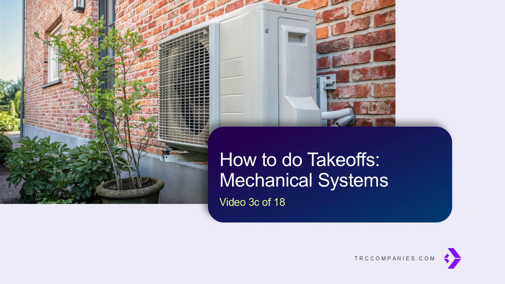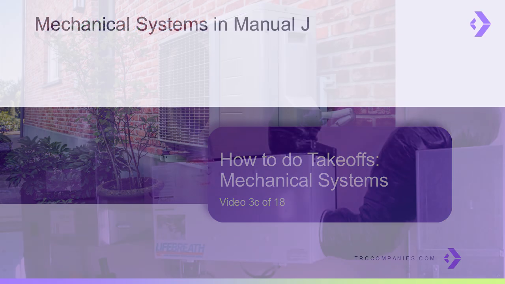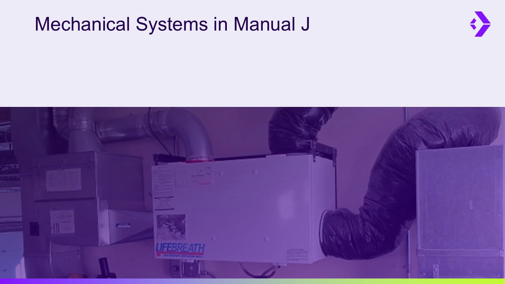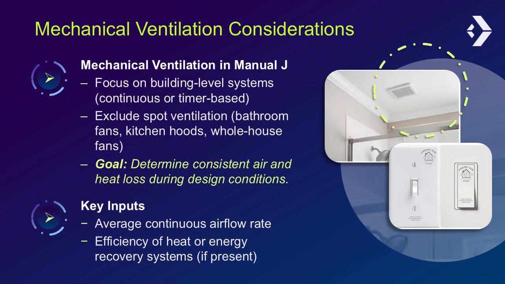Today, we're going to focus on how to do takeoffs, mechanical systems. Let's dive right in. For a Manual J load calculation, insulation levels and window details dictate how much heat is lost across the envelope. We also need to provide data to calculate heat losses and heat gains from the home's mechanical system: heating, cooling, and ventilation. Let's walk through what information matters and why. We'll start with mechanical systems.